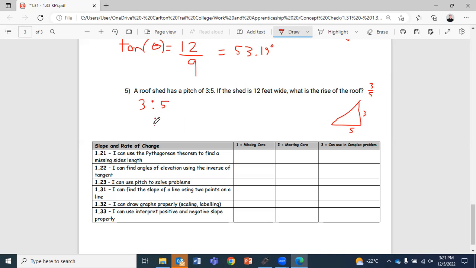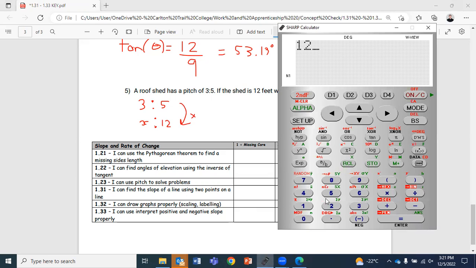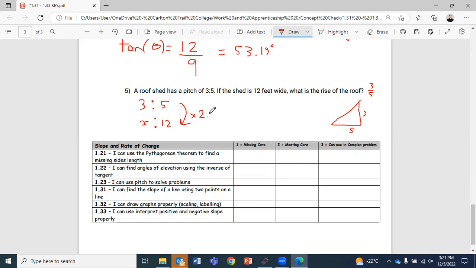If I know that the actual shed is 12 feet, I'm trying to figure out the rise of it. I'll put X there. I know that I can just take 5 and multiply it by some number to get there. So take my 12. How many times does 5 fit into 12? Take 12, divide it by 5, gives me 2.4. So I multiply by 2.4, which means I take this other side, this 3, and multiply it by 2.4 to get my answer. 3 times 2.4 is going to give me 7.2 feet. And that is my final answer.